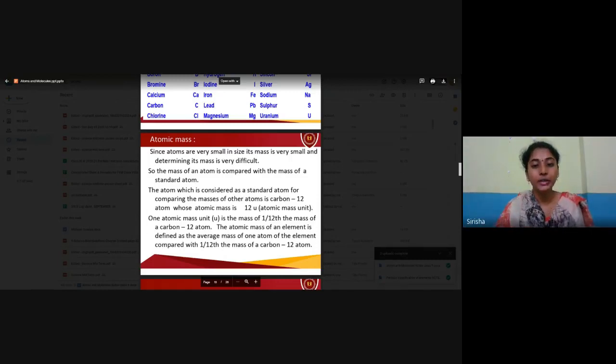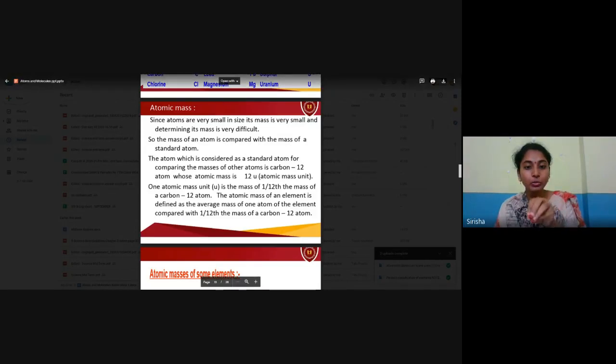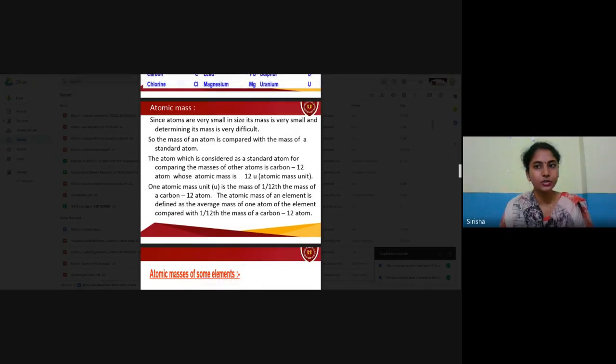The atomic mass of an element is defined as the average mass of one atom of the element compared with 1/12th the mass of a carbon 12 atom. Example, if you take an element such as hydrogen, in that hydrogen there will be a number of atoms. Many hydrogen atoms will be present, right? So the average mass of an atom of that particular element should be compared with 1/12th the mass of a carbon 12 atom. It is called the atomic mass unit.